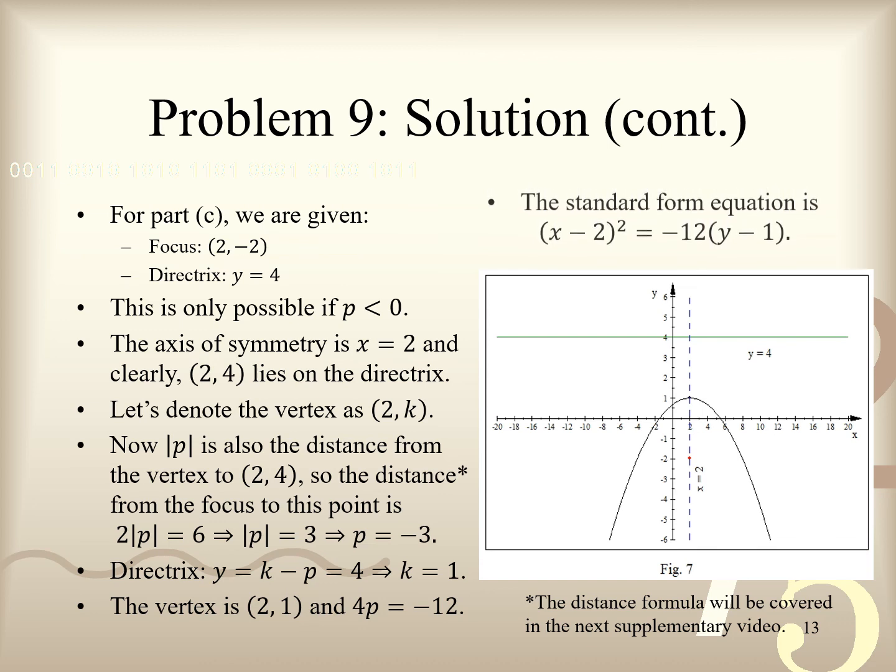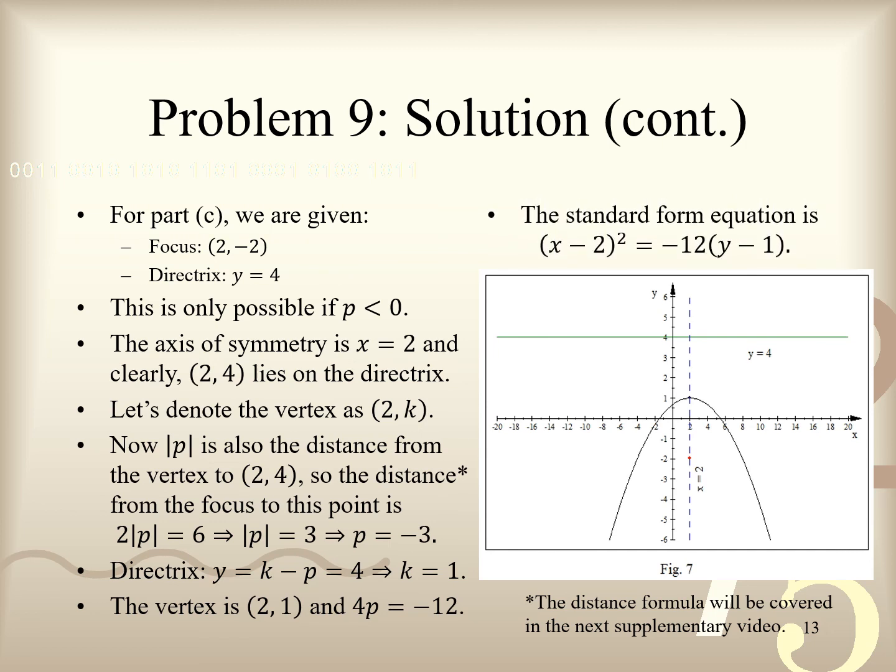Therefore the standard form equation for this parabola is (x - 2) squared equals -12 times (y - 1). Here figure 7 uses the same exact color coordination as in figure 6.